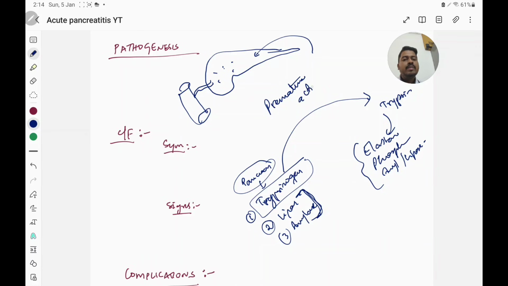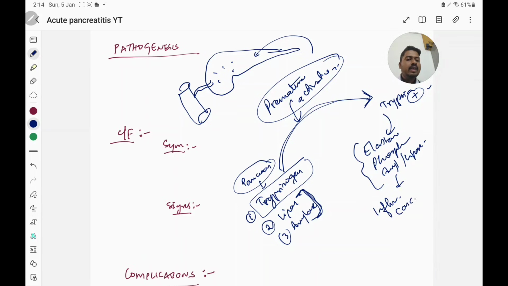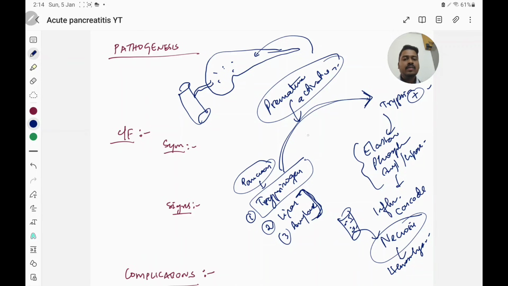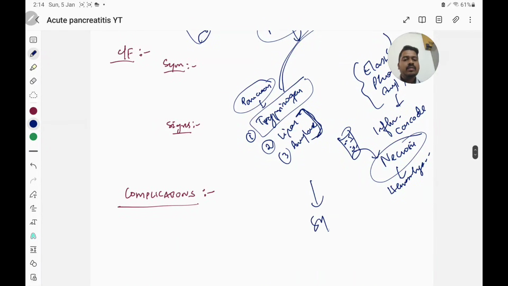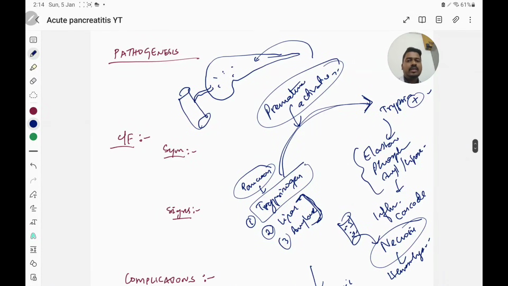There is premature activation of trypsinogen, causing activated trypsin. Once trypsin is activated, it will start digesting all the things that are nearby, and it will cause an inflammatory cascade. Then it will block the blood vessels because of this acute inflammation, and it will cause pancreatic necrosis. Hemorrhage can also occur, hemorrhagic pancreatitis can also occur, and it causes systemic inflammation. So this is basically the pathogenesis of pancreatitis.